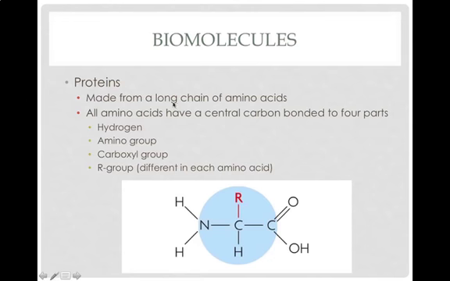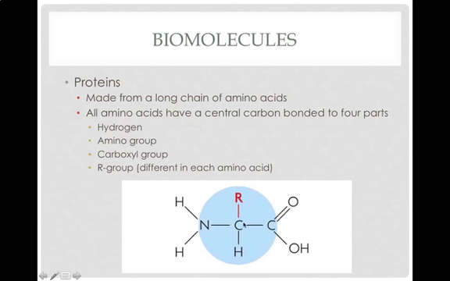Proteins are made from a long chain of amino acids. So proteins are polymers made from the monomer amino acid. These are the little things that hook together in a chain to make a protein. All amino acids have this wonderful shape down here. You don't have to memorize this.